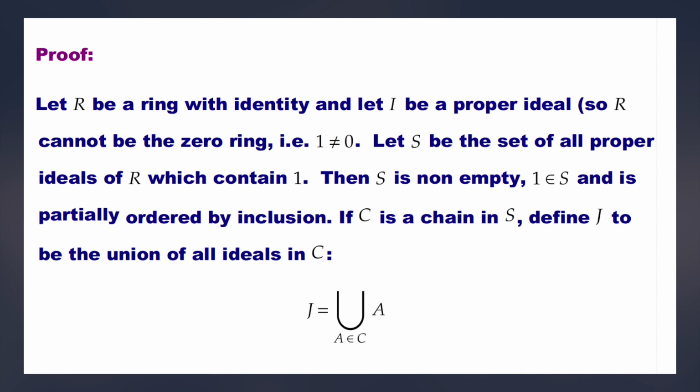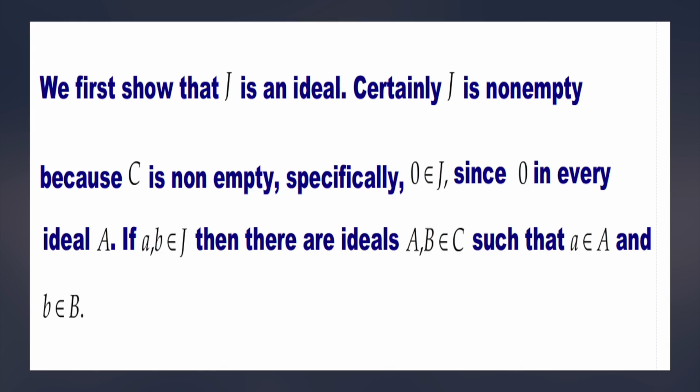If C is a chain in S, define J to be the union of all ideals in C. Then J is equal to the union over A belonging to C of all A. We first show that J is an ideal. Certainly, J is non-empty because C is non-empty. Specifically, 0 belongs to J since 0 is in every ideal A.